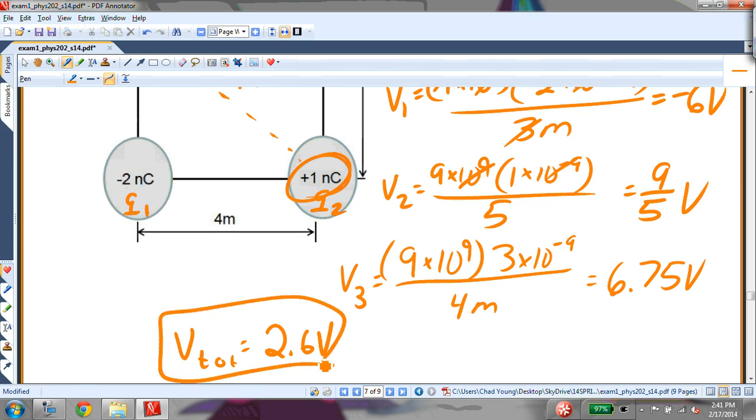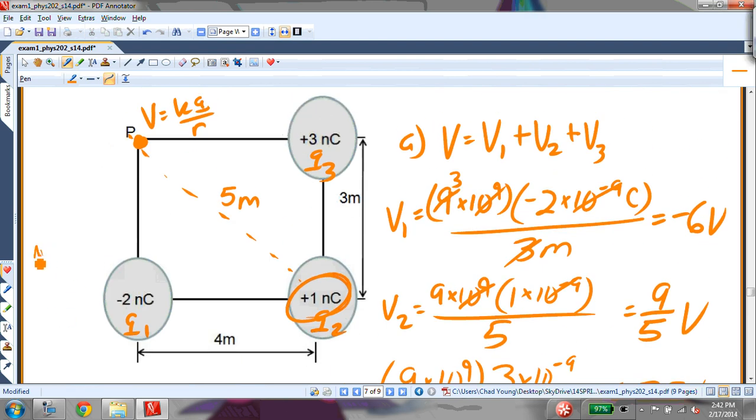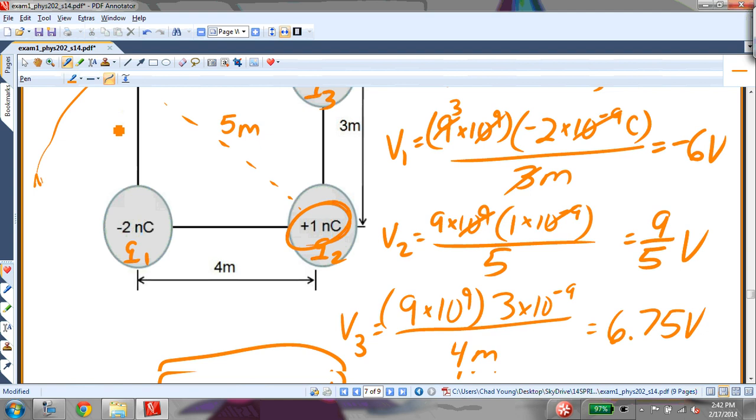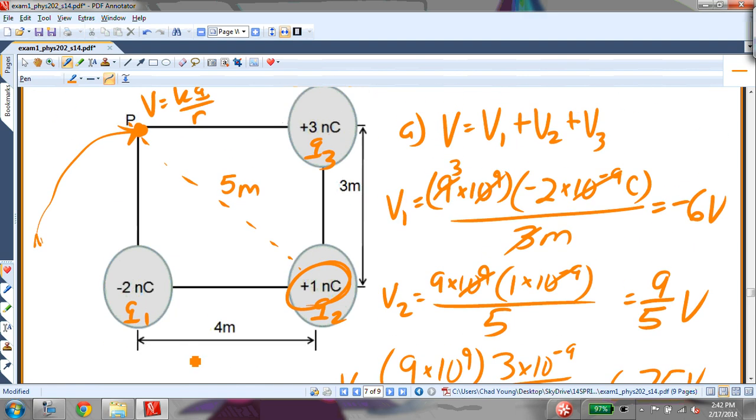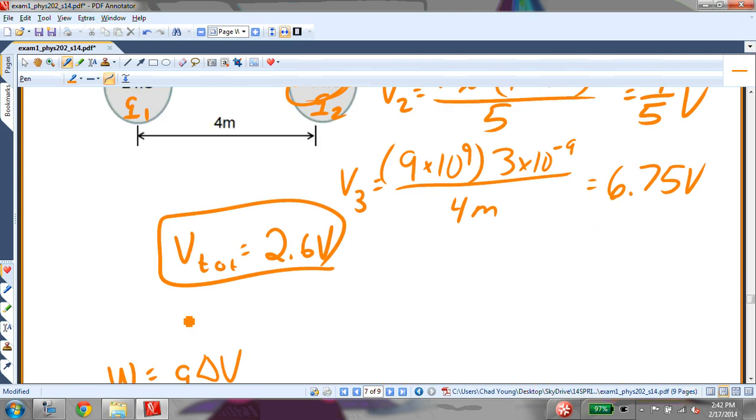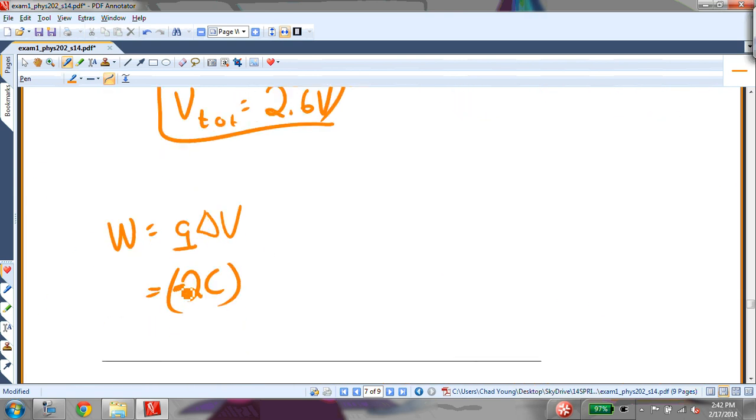That's the answer. And then I want to know how much work is required to bring a negative 2 coulomb charge from an infinite distance away, take it from very far away and place it right here. I know in general that the work is equal to Q times delta V. I'm taking a 2 coulomb charge. Oh wait, no, was it a negative 2 coulomb charge? Yes, I'm taking a negative 2 coulomb charge and giving it a change in potential of 2.6 volts.